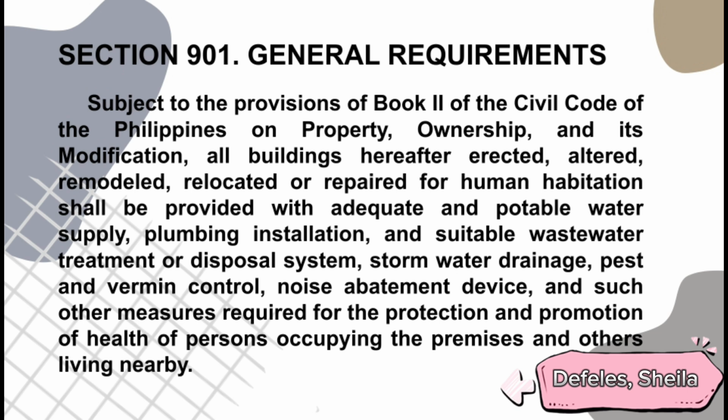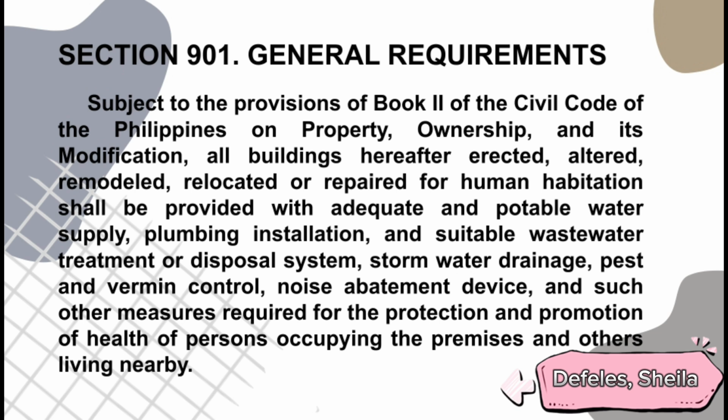Next is plumbing installation, meaning ito yung may way ng clean water na papasok sa bahay and meron ding dapat na way para sa wastewater na palabas. It could also mean na dapat merong heating and cooling system yung bahay. Next, you shall have also stormwater drainage. So, ito naman is para sa tubig ulan.